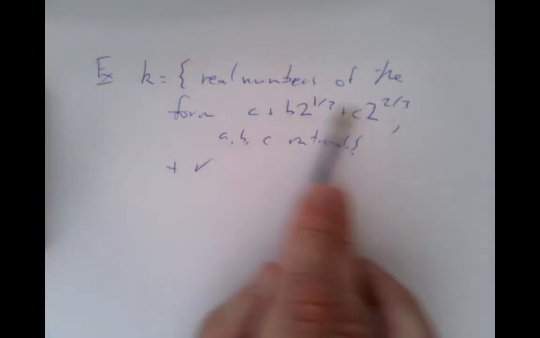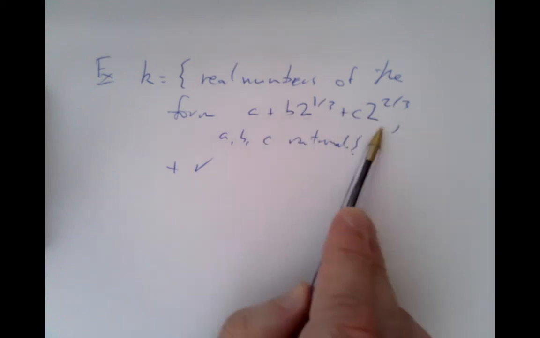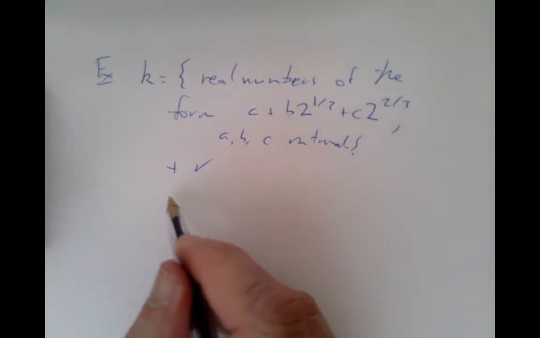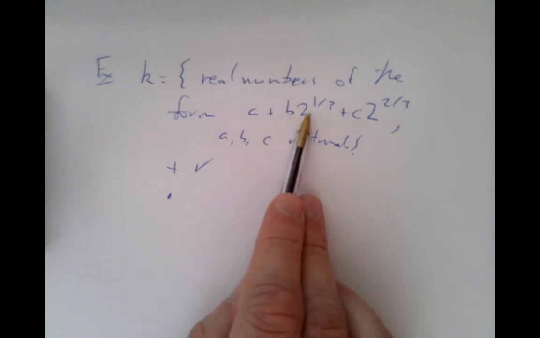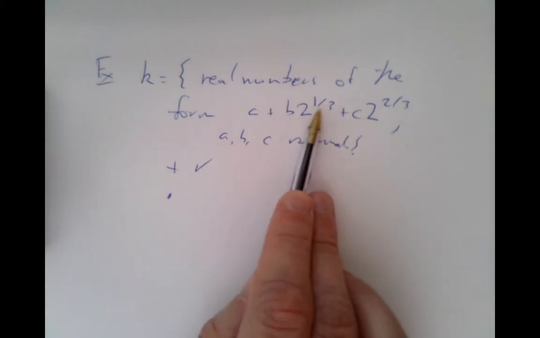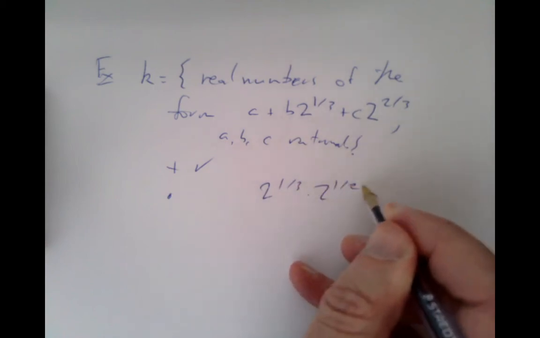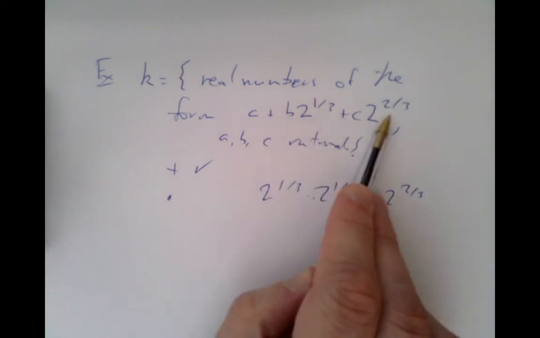You can add numbers of this form, rational plus some rational times this guy plus some rational times that guy, and you always get another one with the same form. You add two such, you always get another one. Multiplying is not so easy, but the point is that when the 2 to the 1 third hits the 2 to the 2 thirds, or if it hits itself, the 2 to the 1 third multiplies by another, you get a 2 to the 2 thirds. So 2 of these makes one of those.